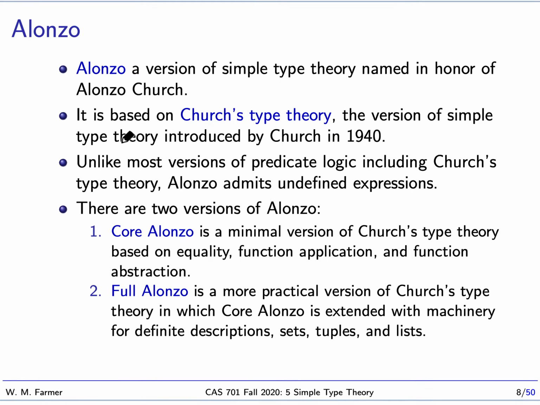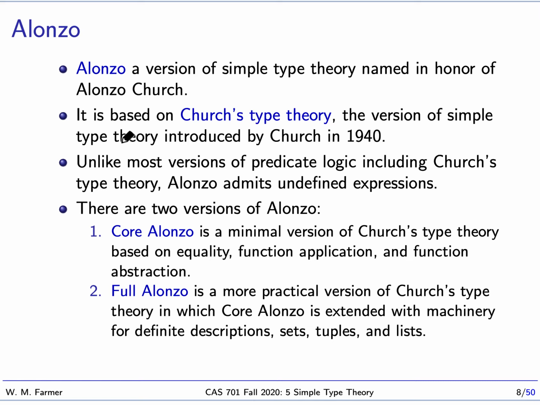I am proposing a version of simple type theory named in honor of Alonzo Church, called Alonzo. Now, it is based on Church's type theory, the version I told you about that Church introduced in 1940. And this version of type theory, as I said, had lambda notation.